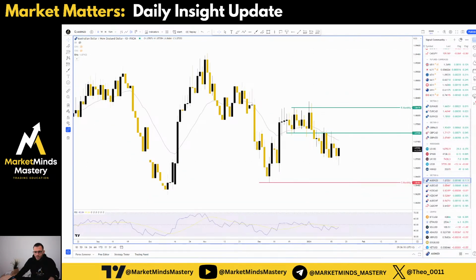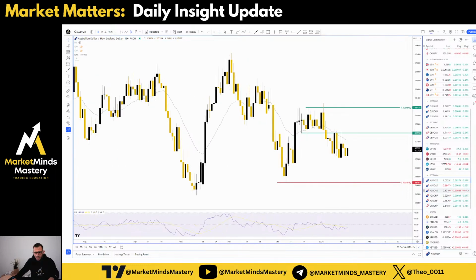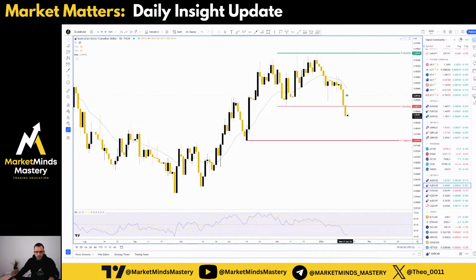Next one, Aussie New Zealand. Price makes this bullish rejection of this support. Now, if it's going to sustain the move or not, we don't know really what's going to happen, but it's really nothing here. Australian dollar, Canadian dollar, directional move.